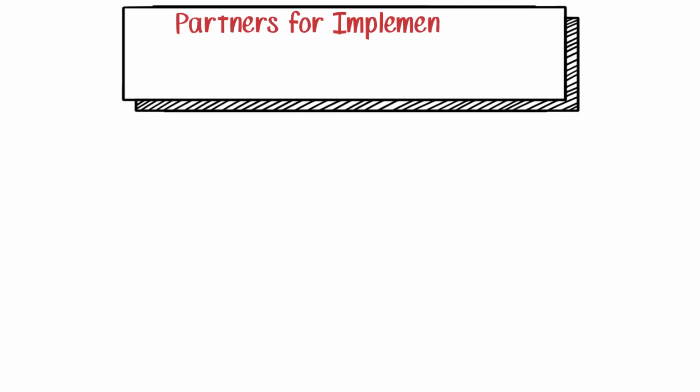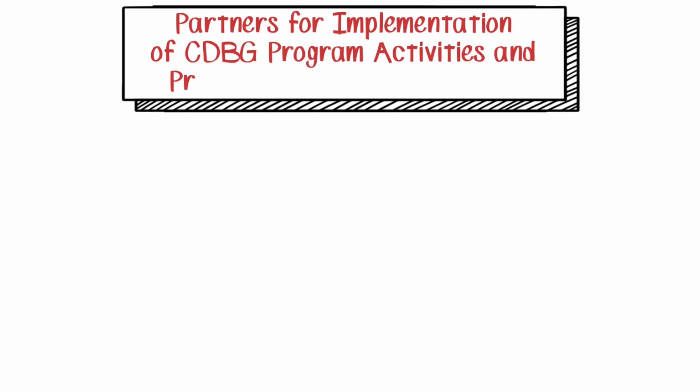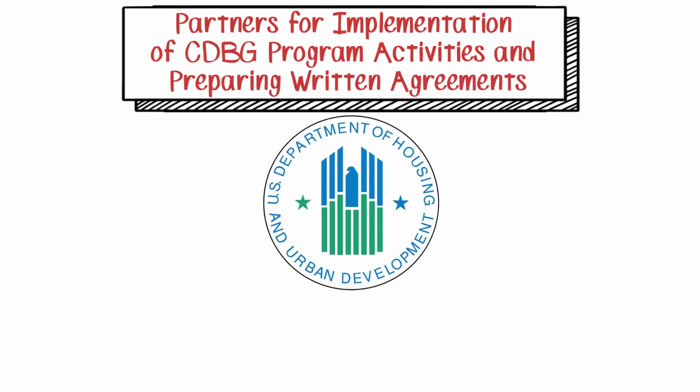Partners for implementation of CDBG program activities and preparing written agreements. Thank you for watching the topical capacity building component of the planning module with a focus on the type of entities that the CDBG program partners with and how written agreements are prepared between grantees or units of general local government and each different type of partner. Please proceed to the reinforced component of this module for a brief quiz to test your knowledge.